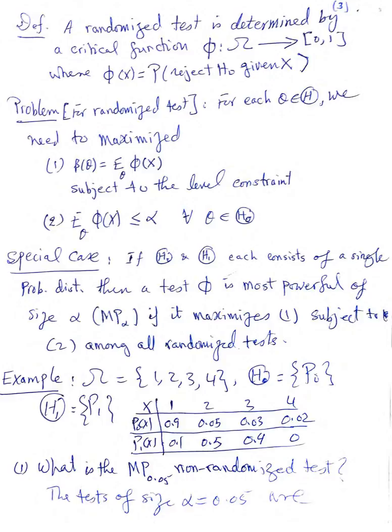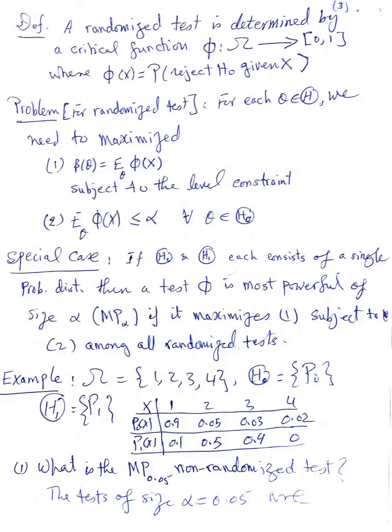In general, for the randomized test, our problem is like this. We need to maximize the power function. The power function is the expected value of phi, subject to the constraint on the level: we have to keep the size of the test under H0, so the expected value of phi under H0 is less than or equal to alpha.